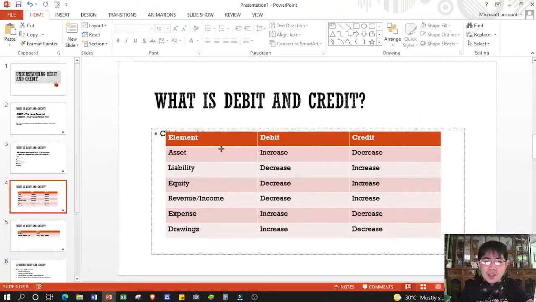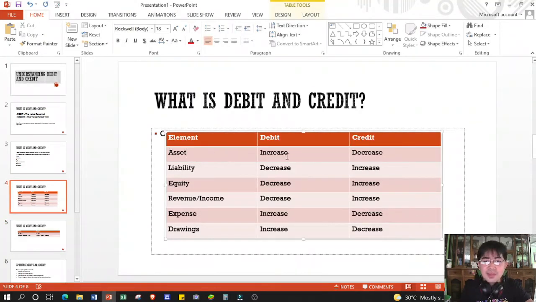So, again, review na lang, no? So, asset, increase, decrease, debit, credit. Liability, decrease, increase. Equity, decrease, increase. And revenue, decrease, increase. Expense, increase, decrease. Then drawings, increase, decrease. So again, mao ni siya ato ang kodigo.